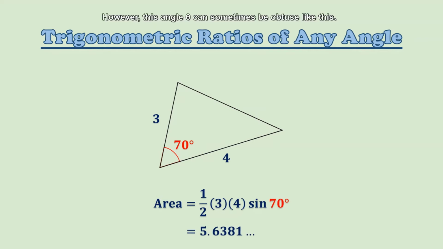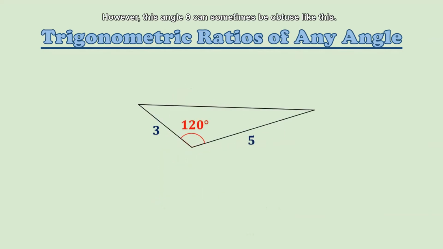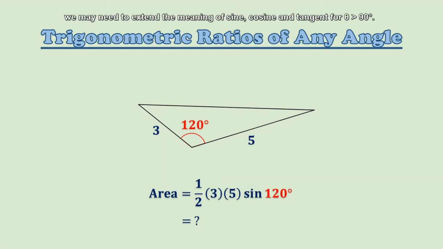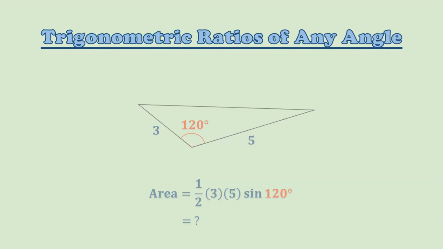However, this angle theta can sometimes be obtuse, like this. If we have a 120-degree angle here, if we still want to apply this formula, we are going to run into troubles because we haven't defined sine 120 degrees. So in order to make use of this formula conveniently, we may need to extend the meaning of sine, cosine, and tangent for theta greater than 90 degrees.